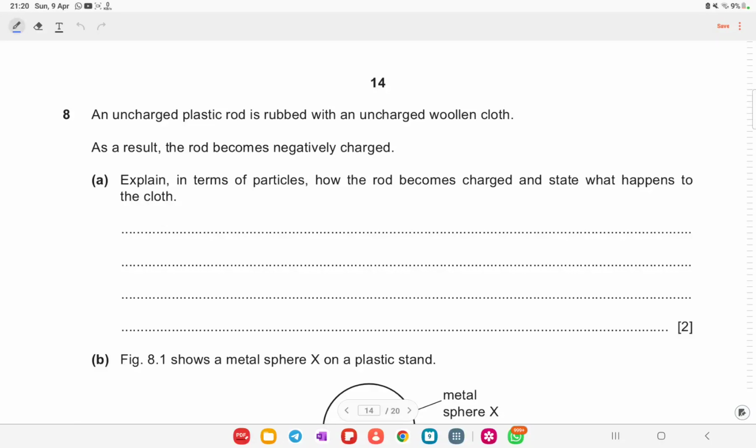Everyone, this is in continuity with the paper 5054/22, October/November 2022, Physics Paper 2 Theory. And I'm going to do this question.